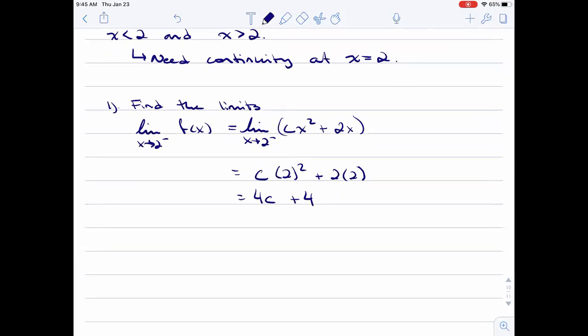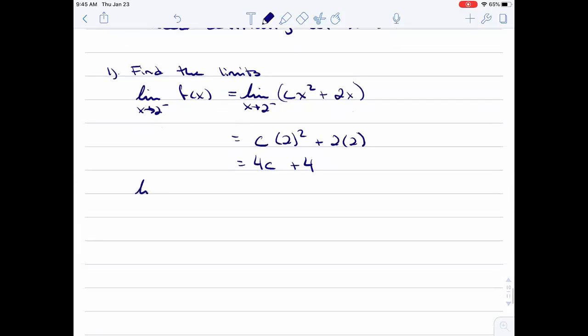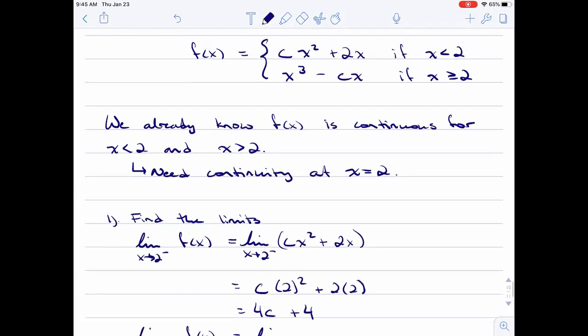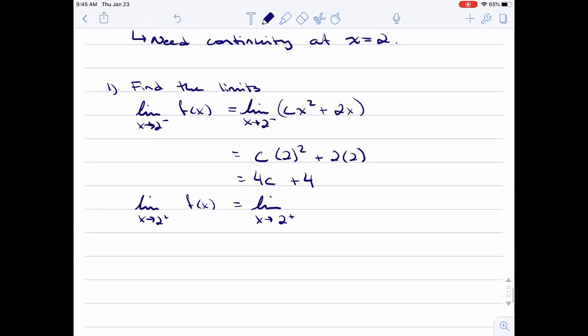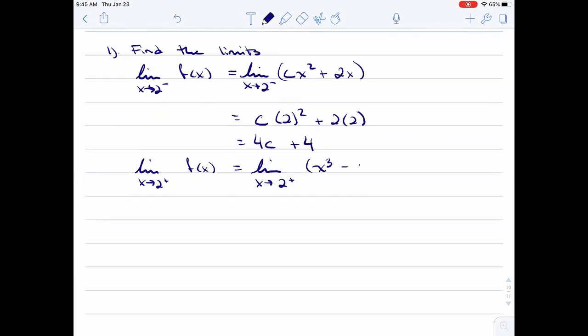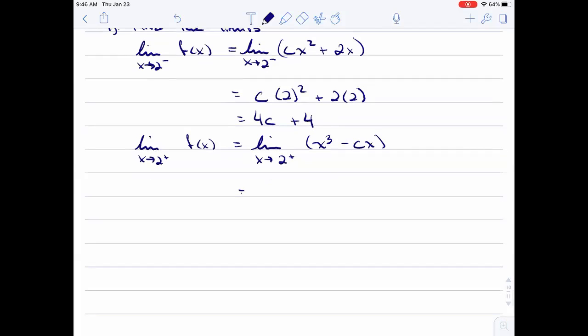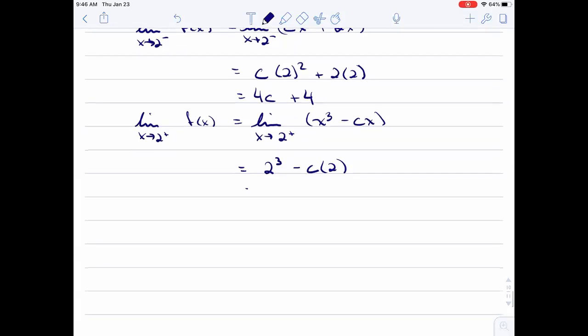Now looking at the other function, the other side, the limit as x approaches 2 from the right of f of x is the limit as x approaches 2 from the right of x to the power of 3 minus cx. Again, I've got a polynomial, so I'm safe to just plug in the 2. So then I get 2 to the power of 3 minus c times 2. So I get 8 minus 2c.